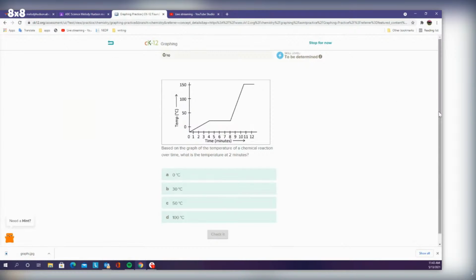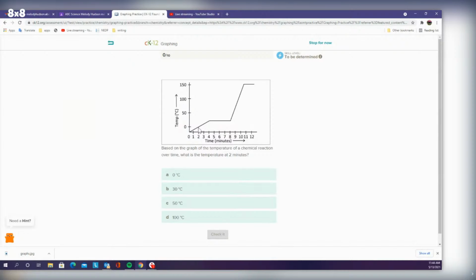So basically what you're doing here is reading the graph. Based on the graph showing temperature and time, you're looking at what is going on with temperature over time, because you see the minutes are increasing, all right? So based on the graph of the temperature of a chemical reaction over time, what is the temperature at 2 minutes? So find my unit of time in minutes. Here's 2, okay? And my temperature is about right here.